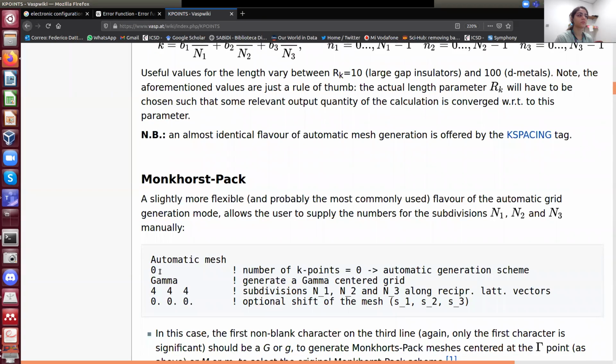Exactly. But in this case, if you put 1, 2, 3, then you need to put the list of the coordinates. Yeah. Okay. And this is telling you that it is gamma centered. These are the subdivision along the reciprocal lattice vectors.